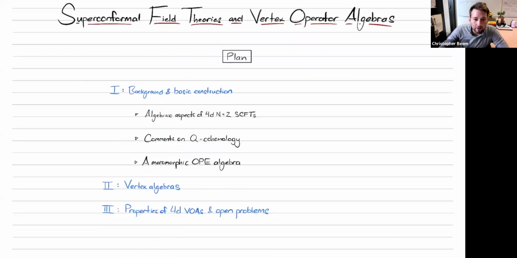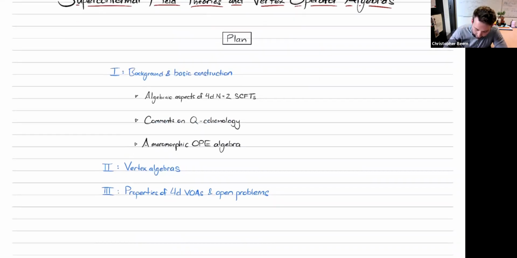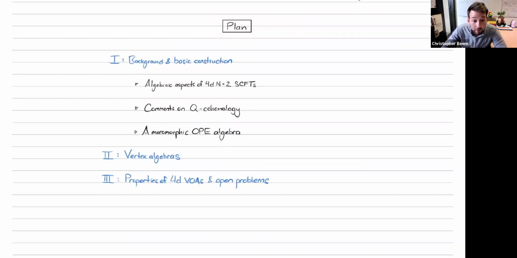I have something of a plan for these lectures. There's going to be 3 of them, and I think the rough outline is what you see here, with the latter 2 not fleshed out yet. It's going to depend a little bit on how things go in the beginning.